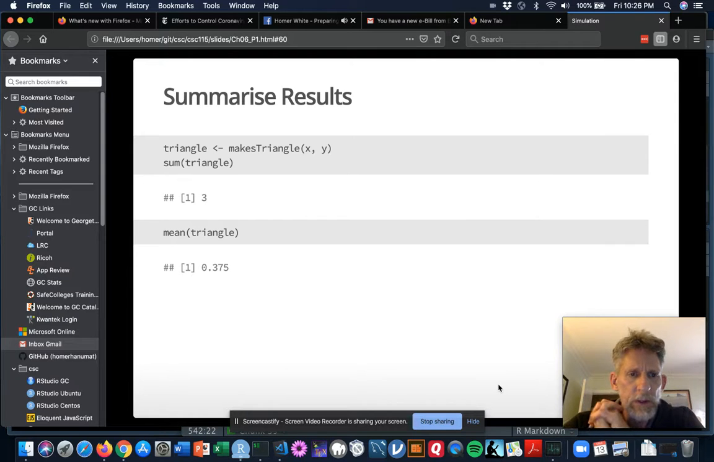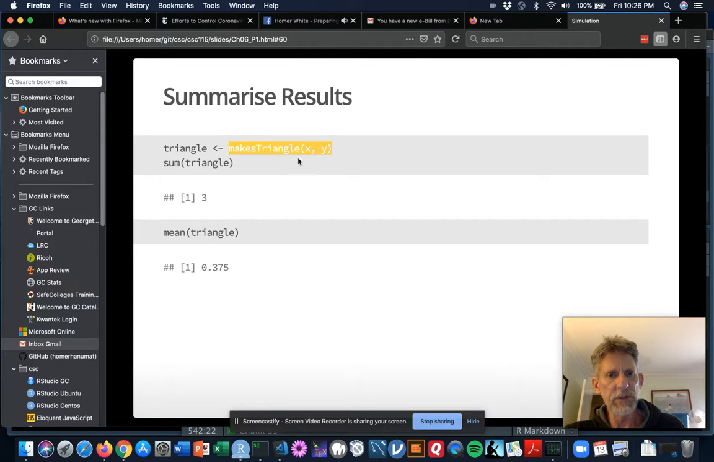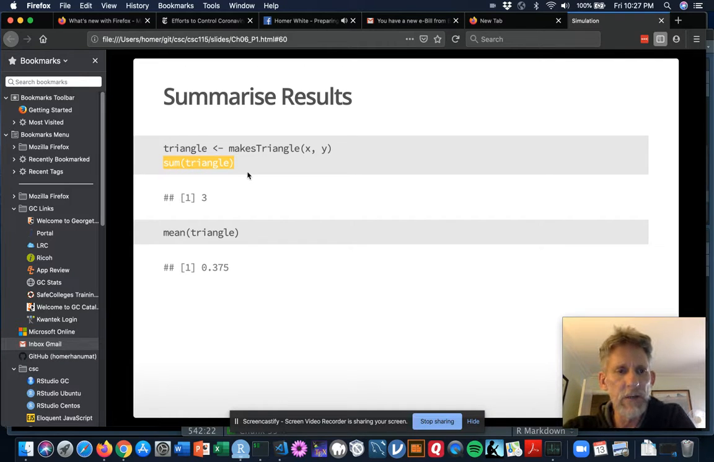So we now are interested in estimating the probability of making a triangle off of the data that we have so far. I would suggest running the makes triangle function, but putting the results into some nicely named vector. How about triangle? Now, triangle is a bunch of trues and falses, but when you take the sum of a logical vector, the trues are converted to ones and the falses to zeros. Turns out there were three trues. So three times out of the eight, we had a triangle.